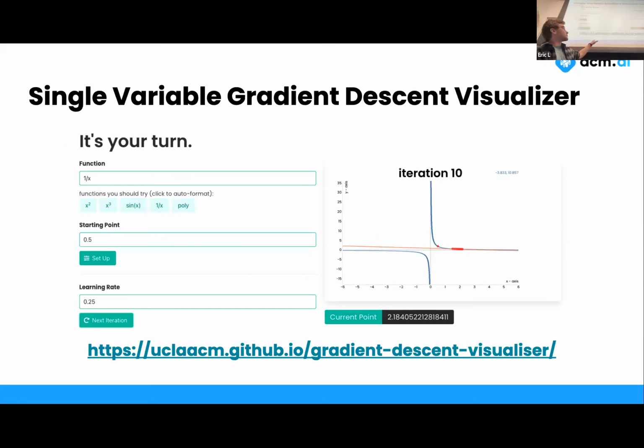Here's just a quick link to a really good gradient descent visualizer. I'm going to leave this up for a minute if any of you are interested in looking at this.